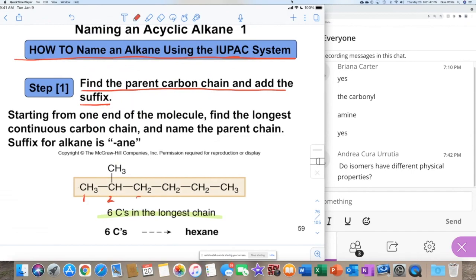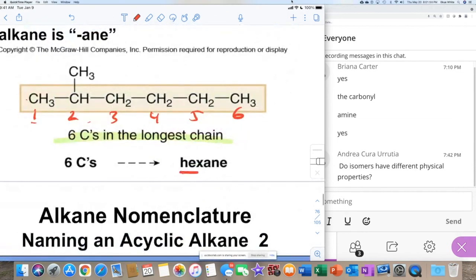Okay, 1, 2, 3, 4, 5, 6. Since I have 6 carbons, I'm going to name it hex for 6 carbons. Notice all these carbons have single bonds. So hex stands for 6 carbons, and A-N-E from the alkane family. Okay, so this is the last name you will write.